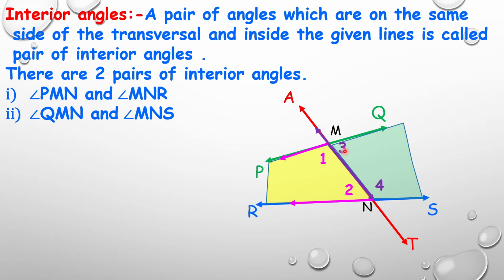The arms on the same side of transversal are MQ and NS and arms opposites which shows opposite direction on transversal. If we observe the figure, a letter C is formed.